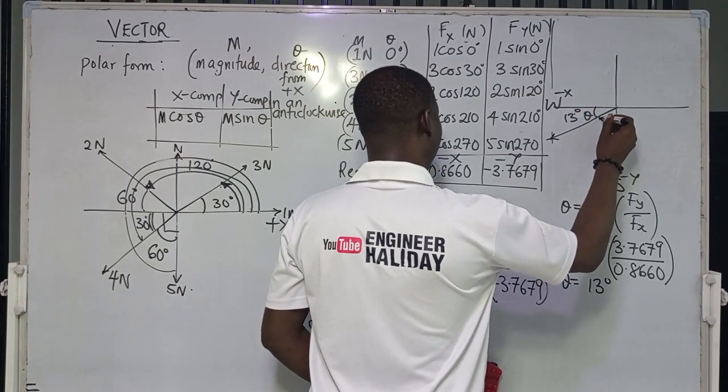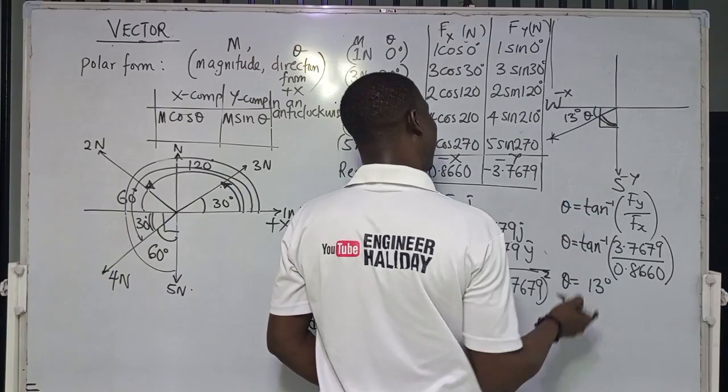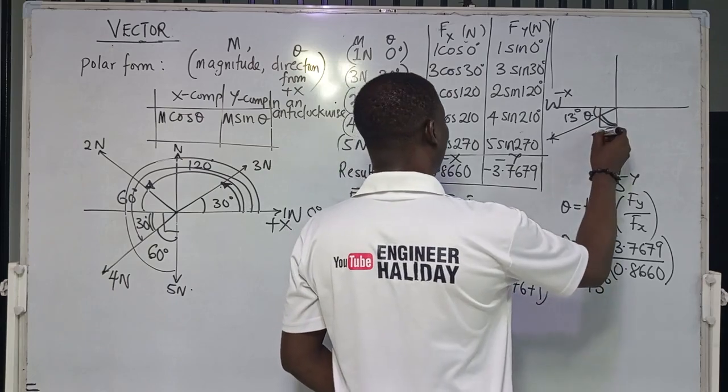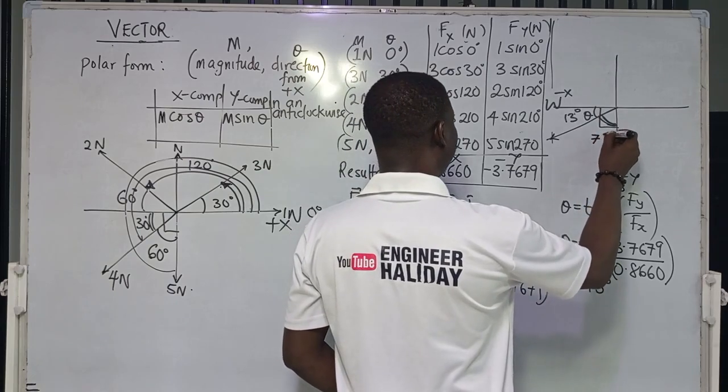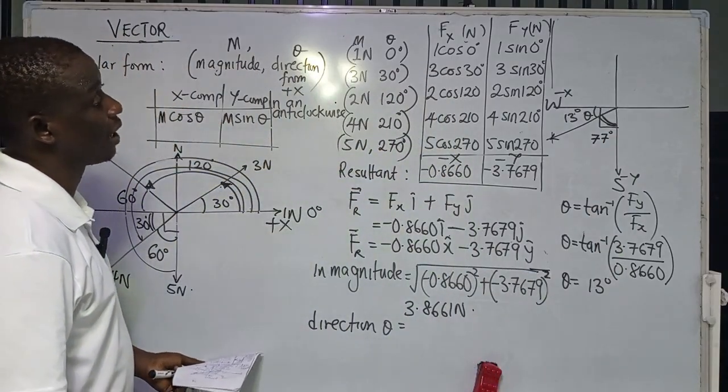So what will be here? Here will now be what? Everything is 90. 90 minus 13 degree will give us what? 77 degree. 77 degree. That's what I want to have.